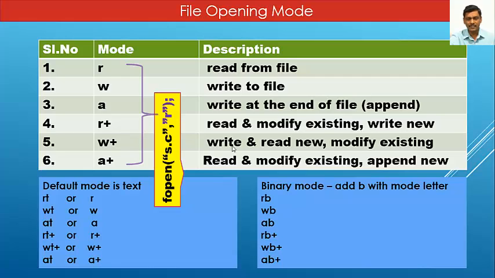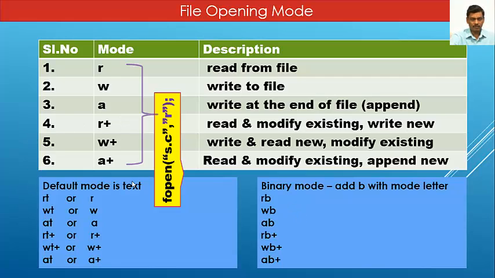But with W plus, we can read and write new data. We cannot modify the new data, but we can modify existing data. We can modify existing data, and we can both read and write new data. In A plus, we can read and modify existing data, but new data we only append. So based on the functionality, we can use the file opening mode as per our requirement.